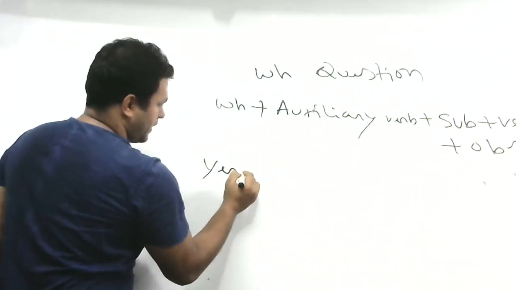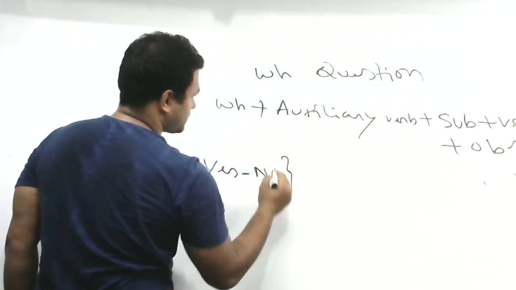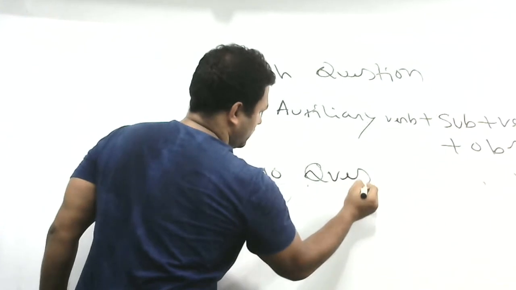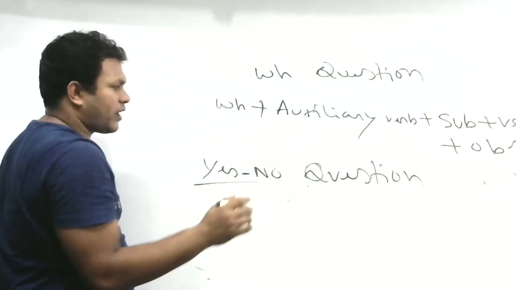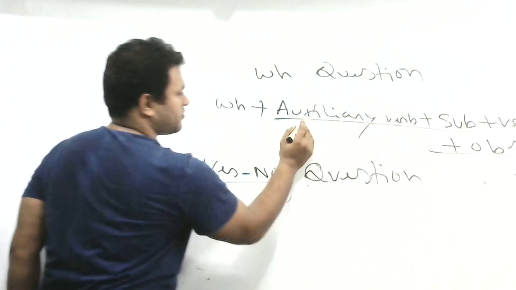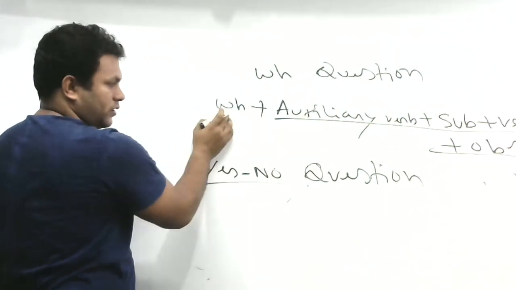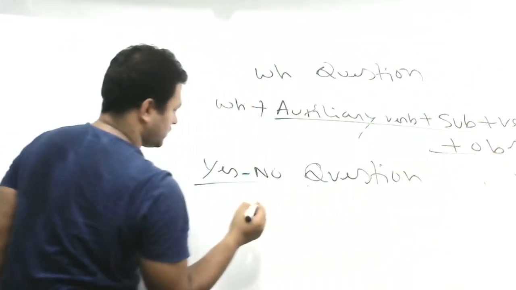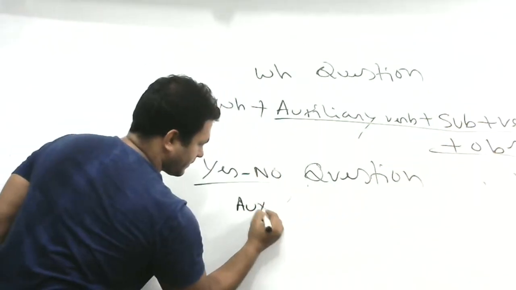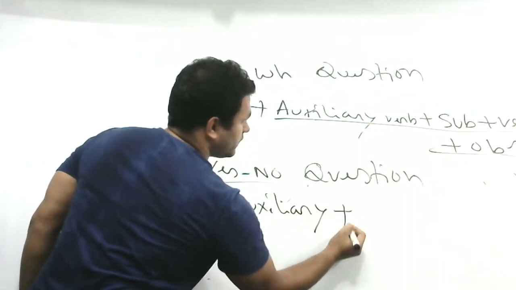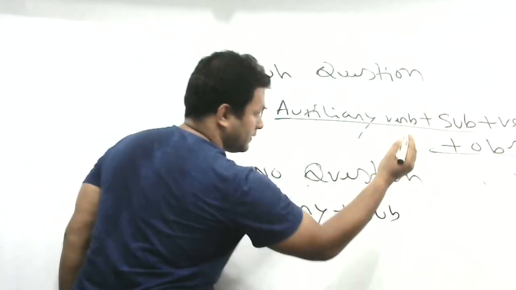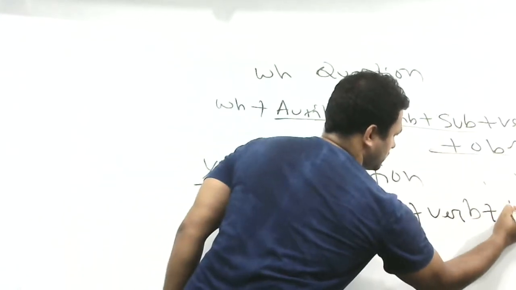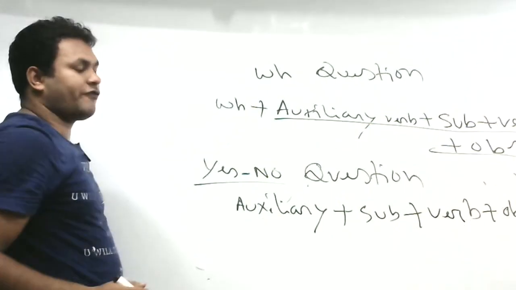Now, yes no question structure. What will be the yes no question structure? Just write down the structure from here. If you cut off the WH, then the structure will be the yes no question. So first of all, take auxiliary. Second, subject. Then verb and last object. This is the structure of yes no question.